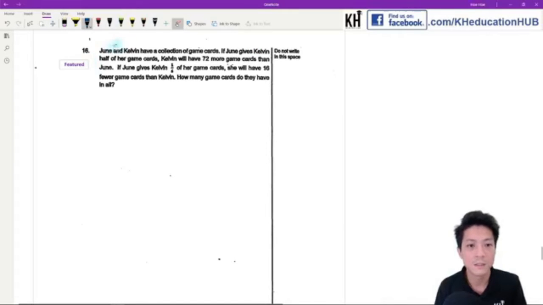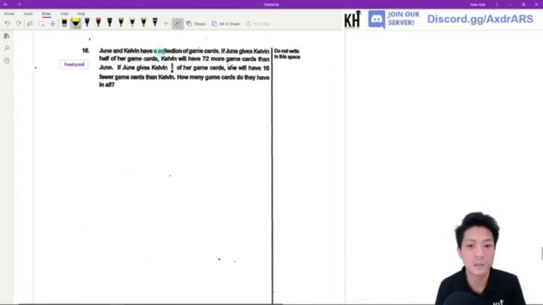Question 16. June and Kelvin had a collection of game cards. June gives Kelvin half of her game cards. Kelvin will have 72 more game cards than June. June gives Kelvin 1/6 of her game cards. She will have 16 fewer game cards than Kelvin. How many game cards do they have altogether?